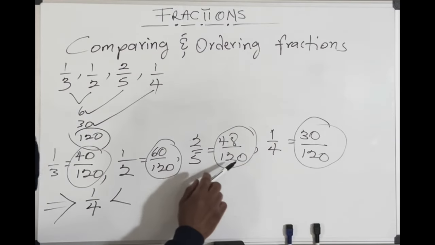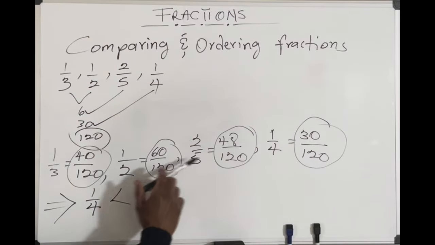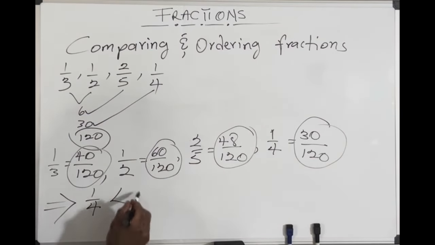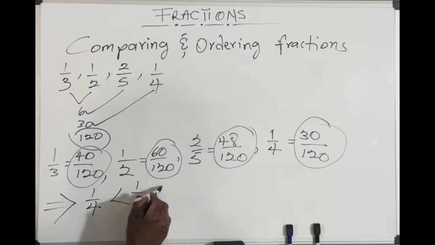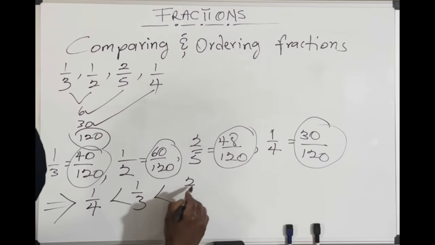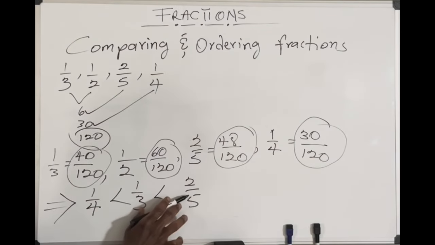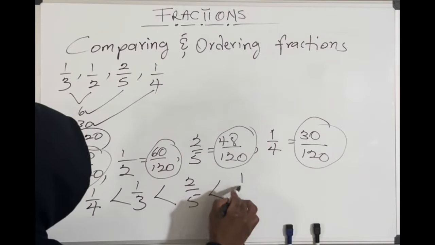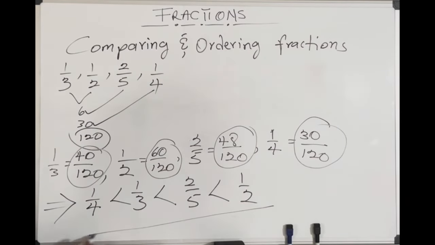We look for the next least number. 48, 60, 40. And then 40 is equivalent to what? 1 over 3. So 1 over 3 is also less than what? 48, which is equivalent to what? 2 over 5. And then last, 2 over 5 is also less than 1 over 2. So this will be our final answer. Okay.